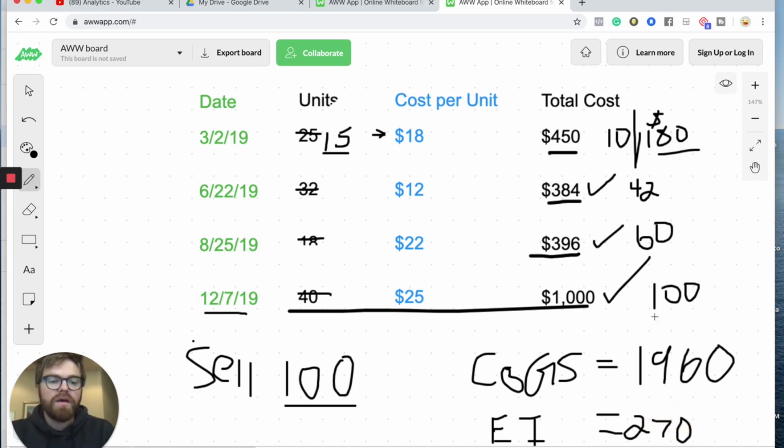Once again, know your rules. With LIFO, most recent goes to cost of goods sold, and the rest goes to ending inventory. Look for your most recent purchases and go down the line. Make sure you know your sales, start there, and go down the line. Use up 40, use up 18, 32, and add up your numbers. It's that simple, and whatever's left over is ending inventory.